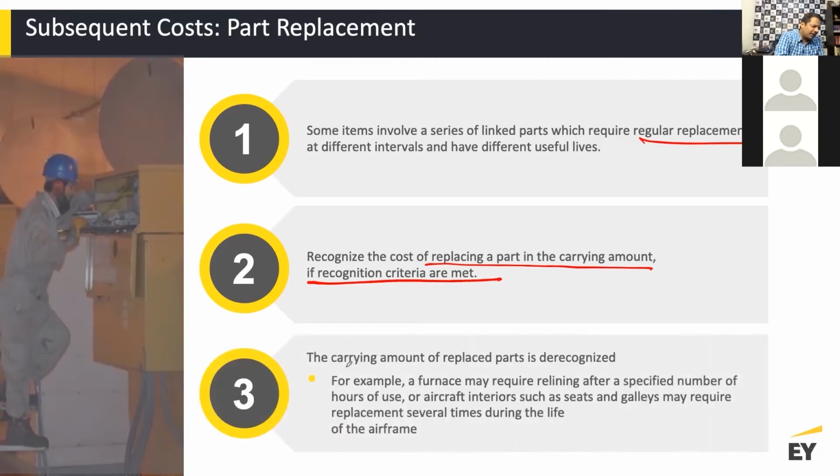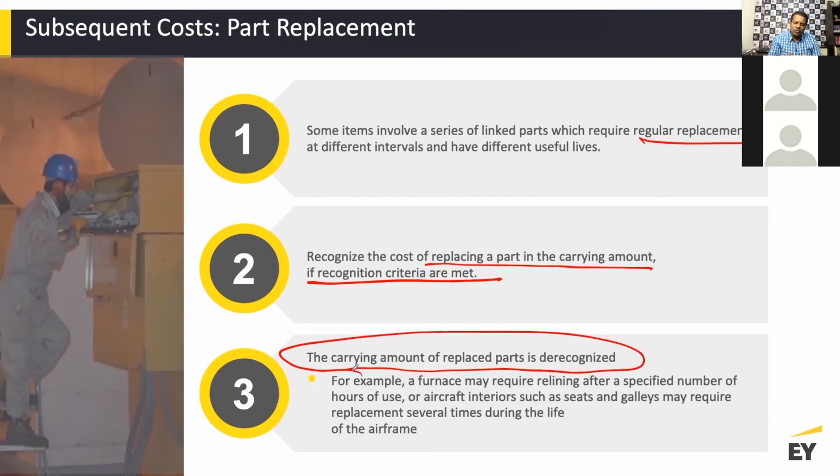Now the carrying amount of the replaced part is derecognized. This is also very, very important for you to understand. The carrying amount of the replaced part is derecognized. So let's say there's an asset whose carrying value was 100, it has a component whose carrying value was 10, and after, let's say, 3 years, you have replaced that component and you've incurred a cost of 15.